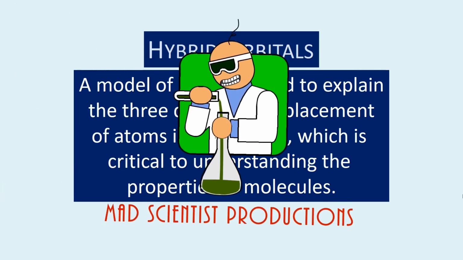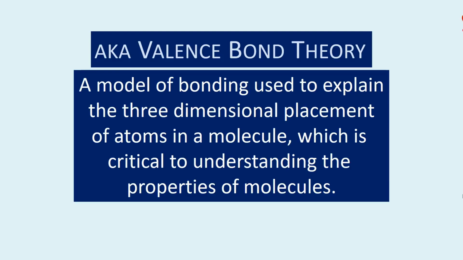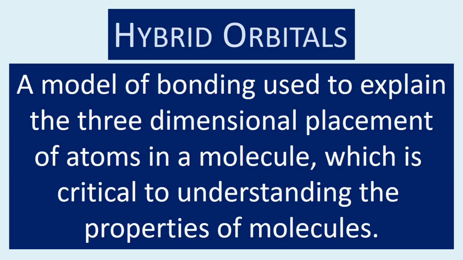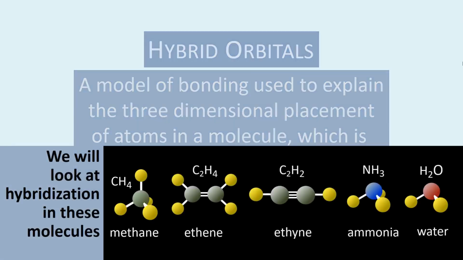Hello and welcome to a video about hybrid orbitals, often called valence bond theory, developed in the 1930s by the great chemist Linus Pauling as a model of bonding to understand the three-dimensional placement of atoms in a molecule, and that is critical to our understanding of the properties that molecules have. In this video, we will look at methane, ethene, ethyne, ammonia, and water as our models for hybridization.